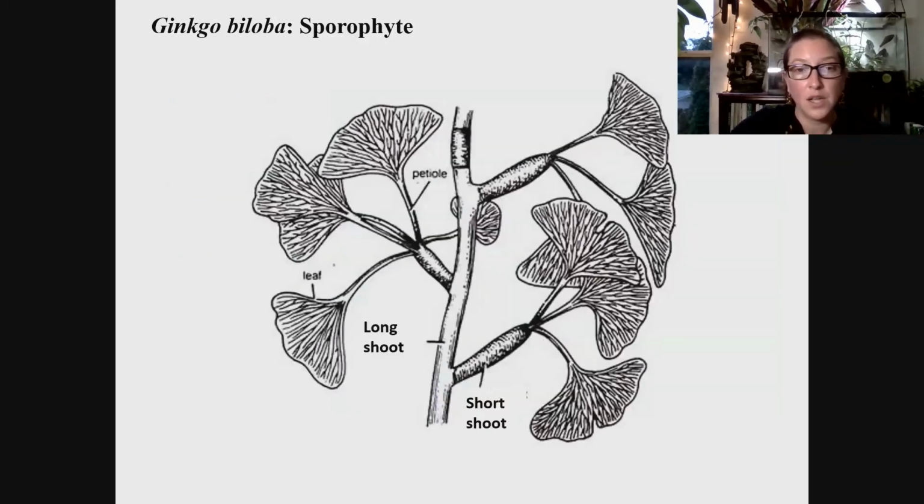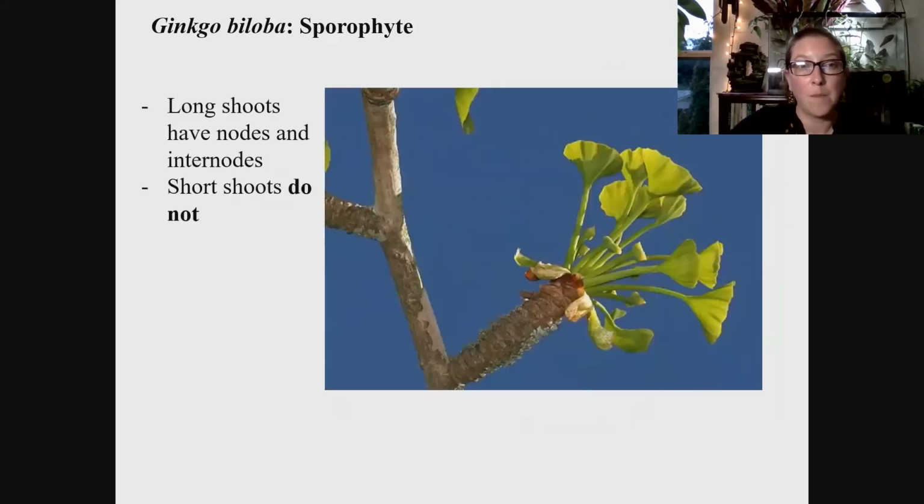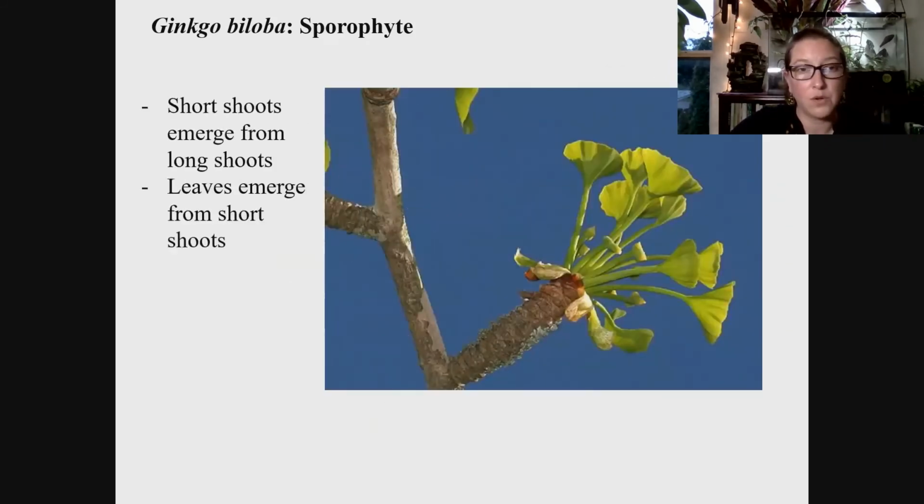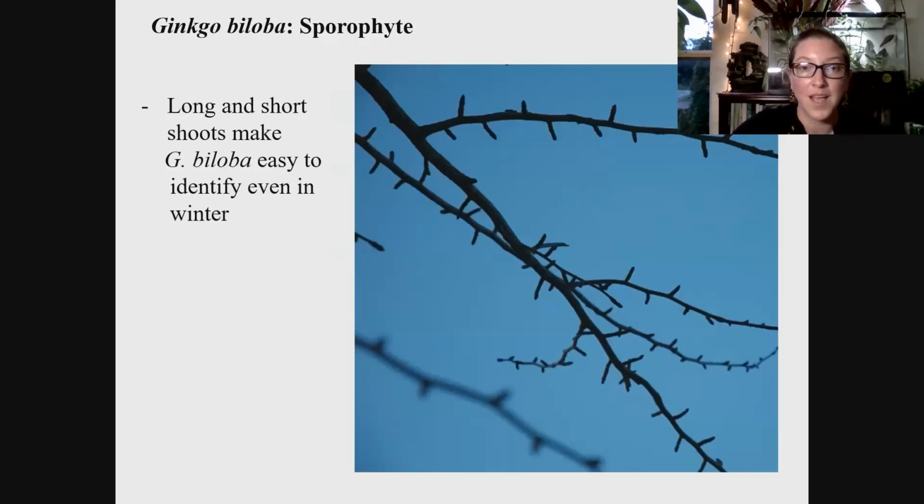There's another way to look at them. I don't care about the endnodes and internodes. The short shoots, I like this. The short shoots emerge from the long shoots. The leaves emerge from the short shoots. So yeah, the leaves and the reproductive structures are going to be emerging from those short shoots.